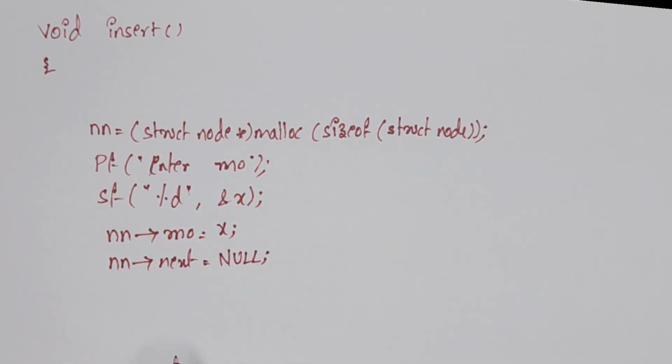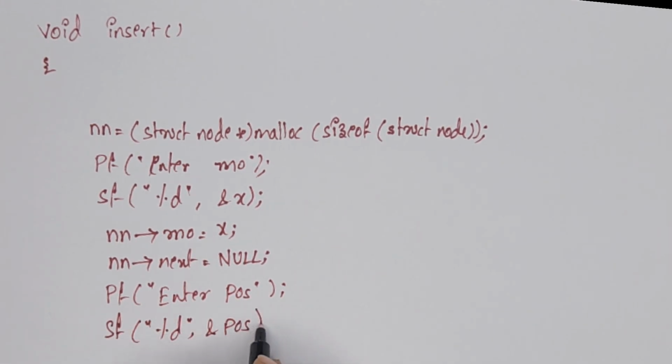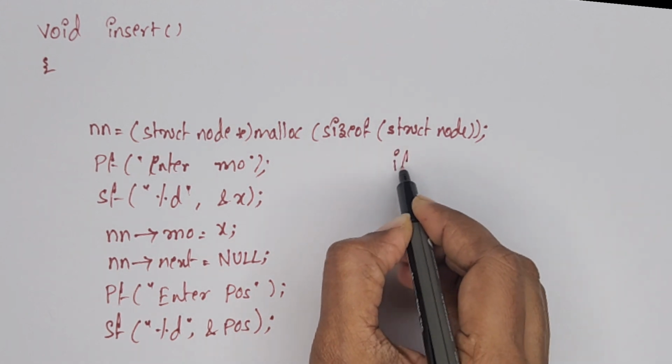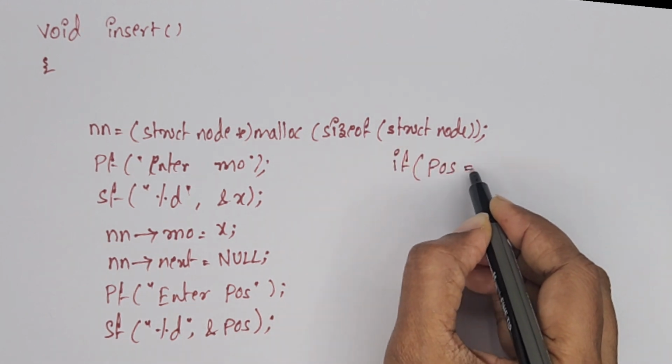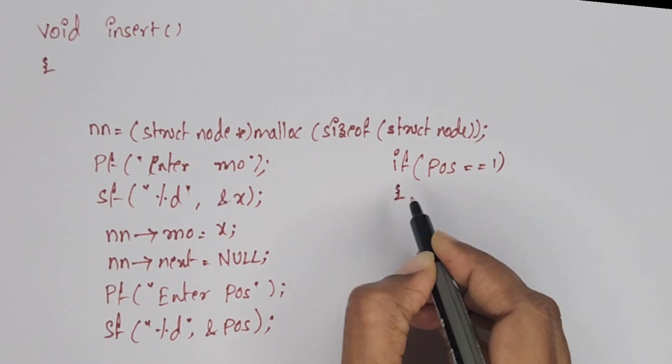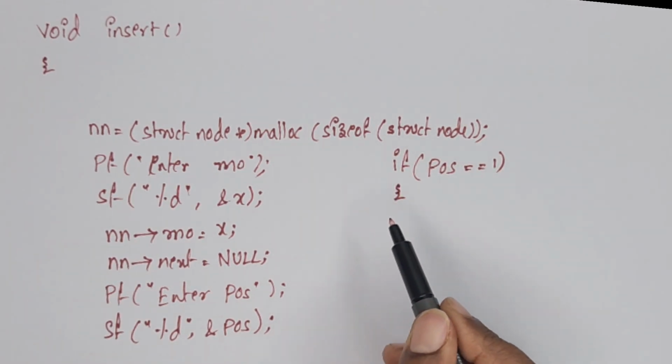Next we have to read the position at which you want to insert this one. So printf enter position. Read that position with scanf; pos is one variable in which I am going to assign it. If it is 1, you have to insert in the first position. See, if position equals 1, it means we have to insert before the first node.